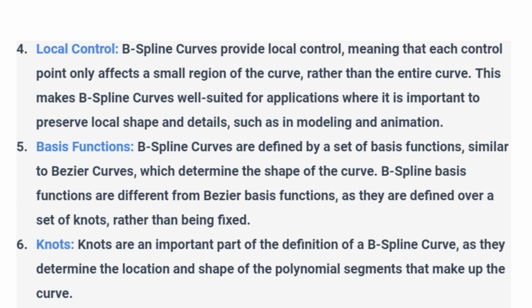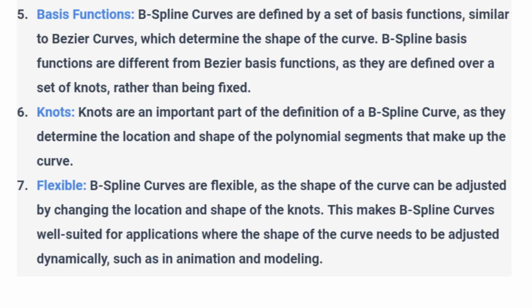Basis functions. B-spline curves are defined by a set of basis functions, similar to Bezier curves, which determine the shape of the curve. B-spline basis functions are different from Bezier basis functions, as they are defined over a set of knots, rather than being fixed. Knots are an important part of the definition of a B-spline curve, as they determine the location and shape of the polynomial segments that make up the curve.